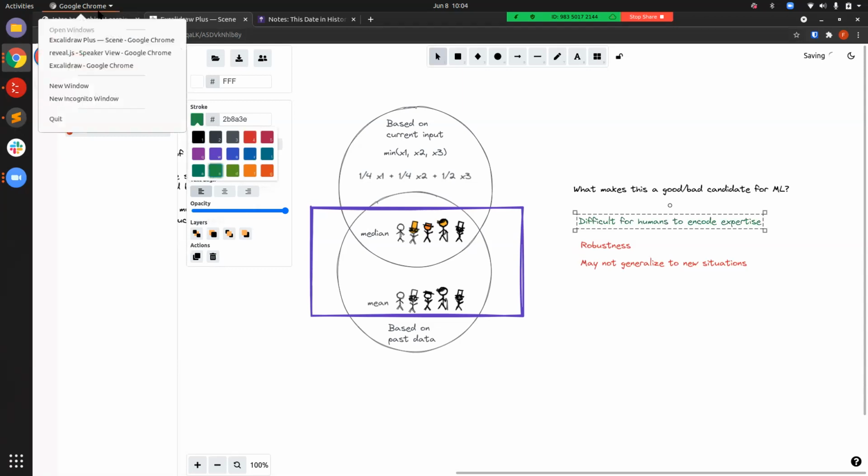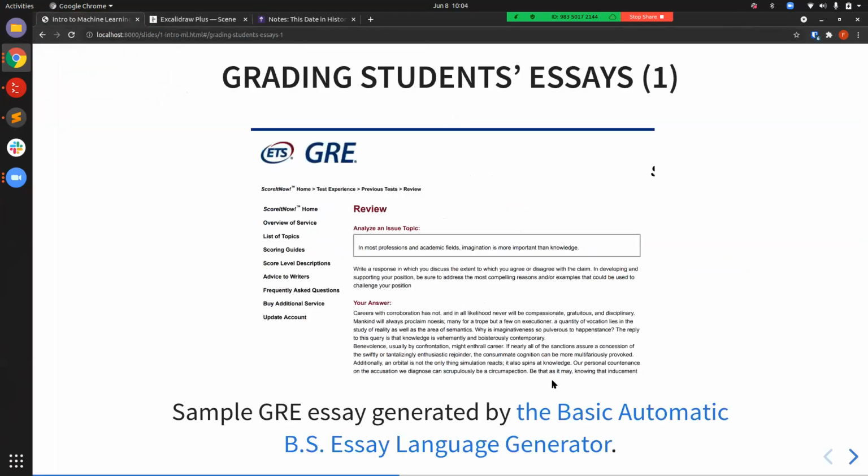Let's take a closer look at this particular essay. I don't know if you can read this. I'm going to read the first sentence to you. This essay says, "Careers with corroboration has not, and in all likelihood never will be, compassionate, gratuitous, and disciplinary." Now, this is absolute gibberish. This is not a sentence that makes any sense. The GRE essays are graded out of 6. What do you think an autonomous grader, a machine learning grader, should give this essay?